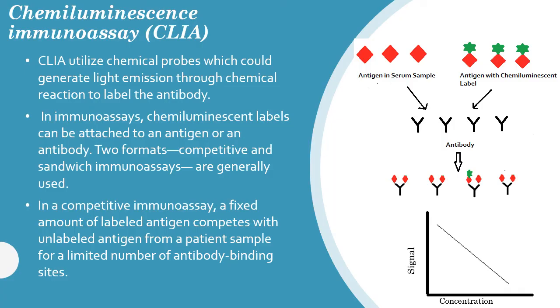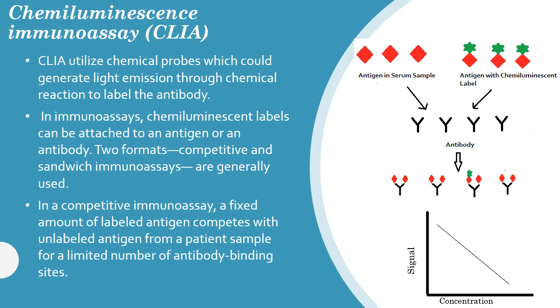Now, when the chemiluminescence technique is combined with an immunochemical reaction, it is known as chemiluminescence immunoassay. Similar to other labeled immunoassays like radioimmunoassay, fluorescence immunoassay, and enzyme-linked immunoassay, chemiluminescence immunoassay utilizes a chemical probe which can generate light emission through a chemical reaction to label the antibody. In this assay, chemiluminescent labels can be attached to an antigen or an antibody in two ways. One is competitive immunoassay and the second is sandwich immunoassay.